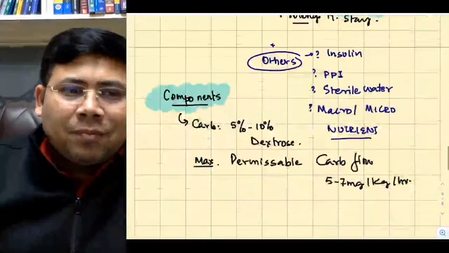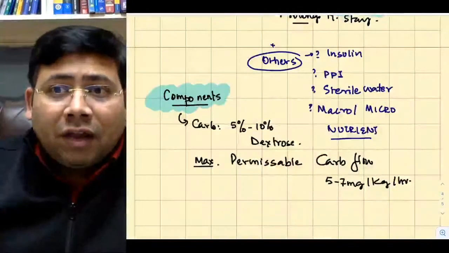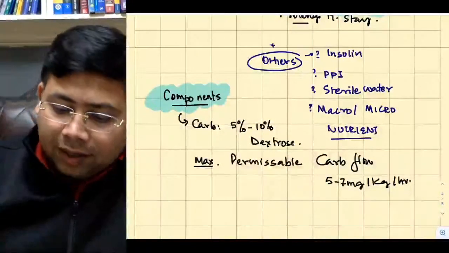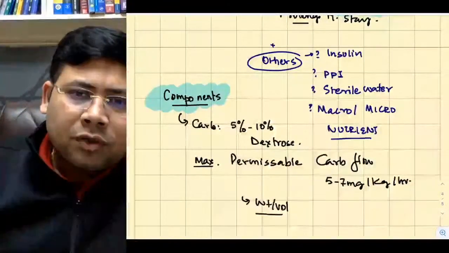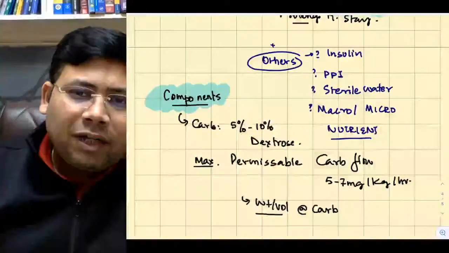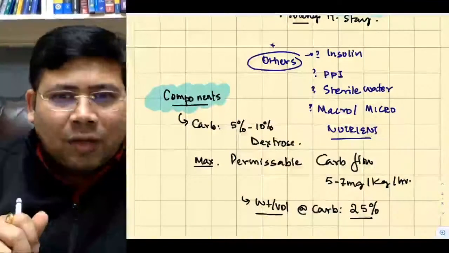If you increase it beyond this level, the patient will have a liver failure. Again, the maximum permissible weight by volume composition of carb, the answer is 25%. These two things are to be remembered. Why are these two things to be remembered?